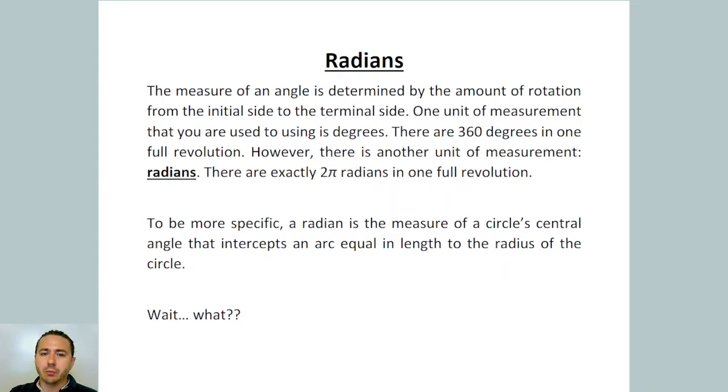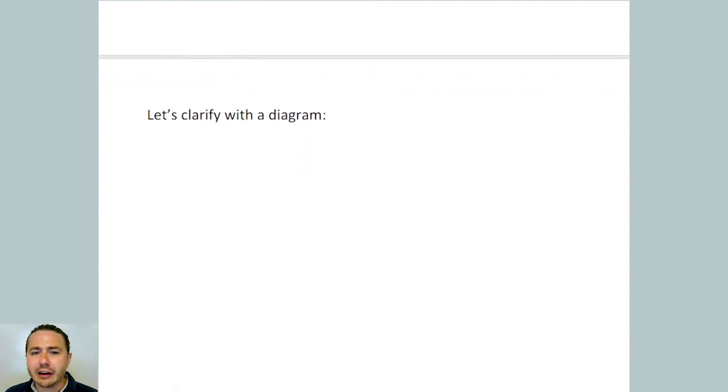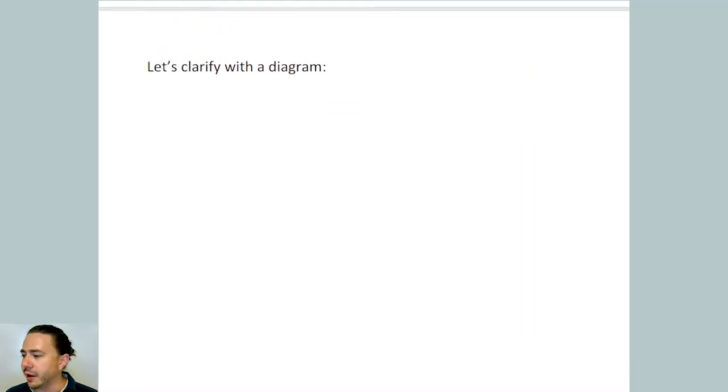So let me give you a little bit more specific definition of what a radian is. A radian is the measure of a circle's central angle that intercepts an arc equal in length to the radius of the circle. Now I know, you hear that and it really is meaningless when you just hear the definition, without any sort of diagram or indication of what we're really talking about here. So let's try to sketch this out. I think it's way easier to describe what a radian is, how big it is, with a diagram. So let's clarify what I mean by a radian with a diagram.